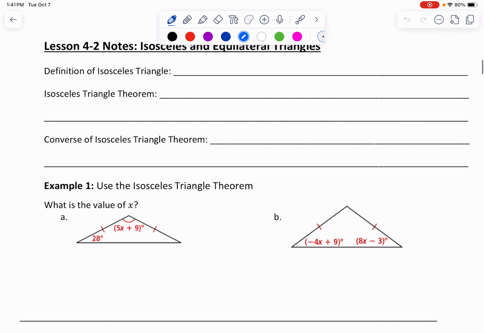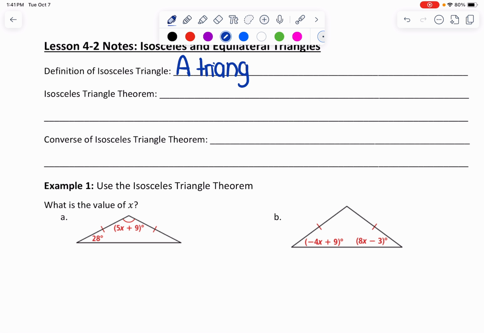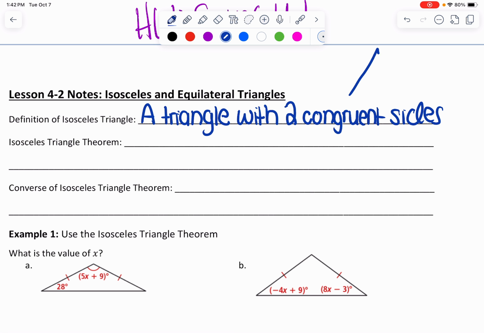Okay, so let's just start off with what the definition of an isosceles triangle is. So that's going to be a triangle, okay, this is in your notepad, so make sure you are filling it in. A triangle with two congruent sides. In other words, it kind of looks like this. These are your two congruent sides. We also refer to the two congruent sides as your legs. So this is a leg, and then you have your base down here being the third side.